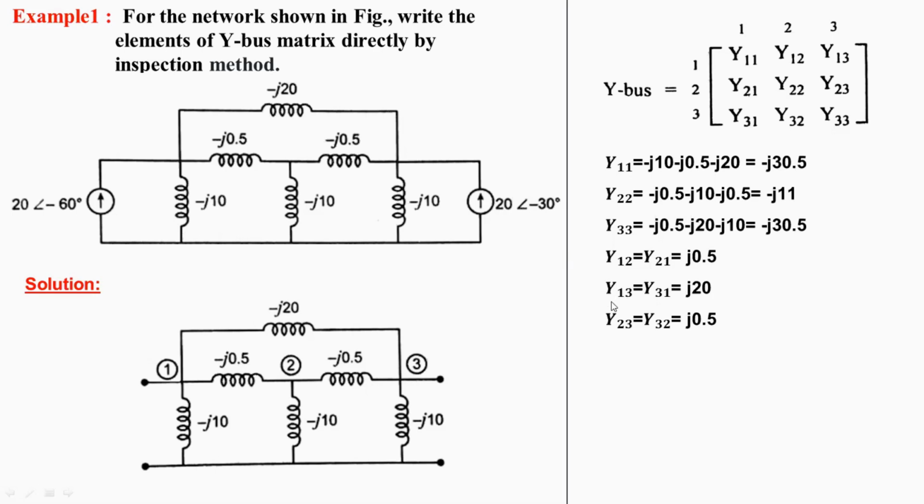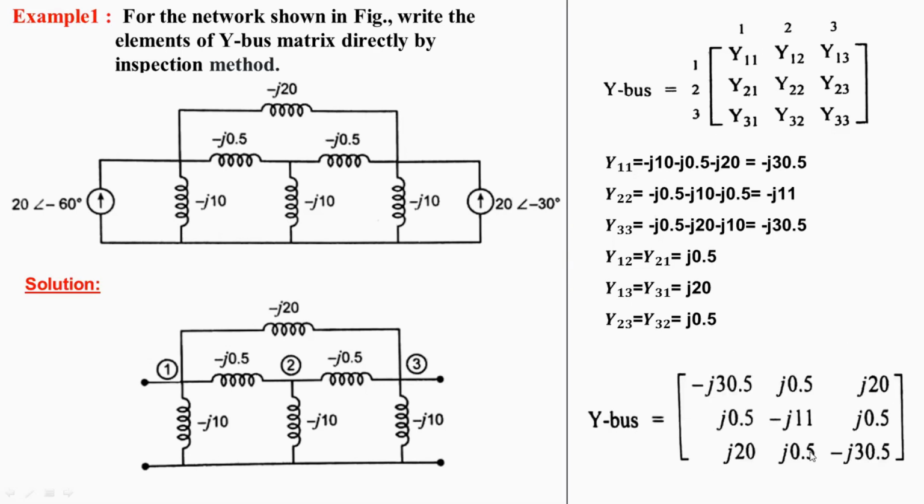Similarly, for 1 and 3, the negative of this element is j20. Then for 2 and 3, the negative of this element is j0.5. Now all the admittance values are calculated. Then substitute the admittance values in the matrix, and you get the final Y bus matrix.